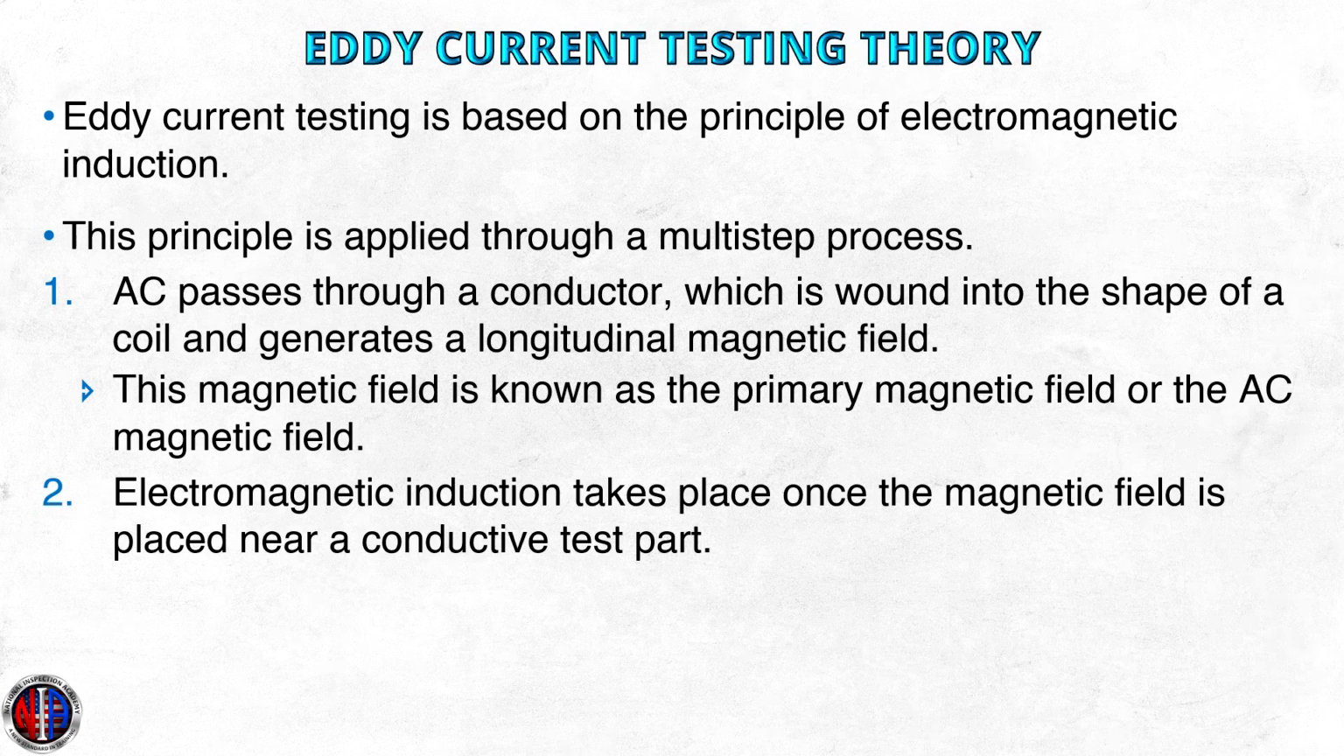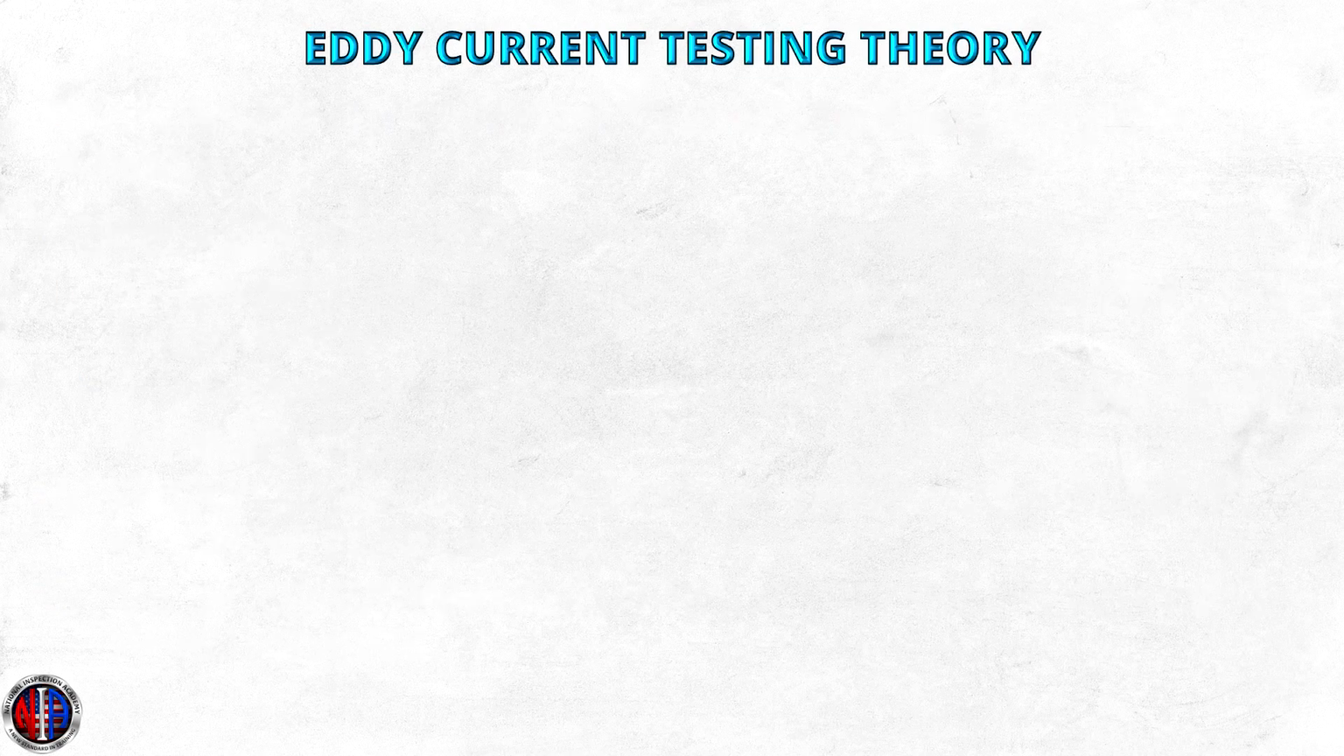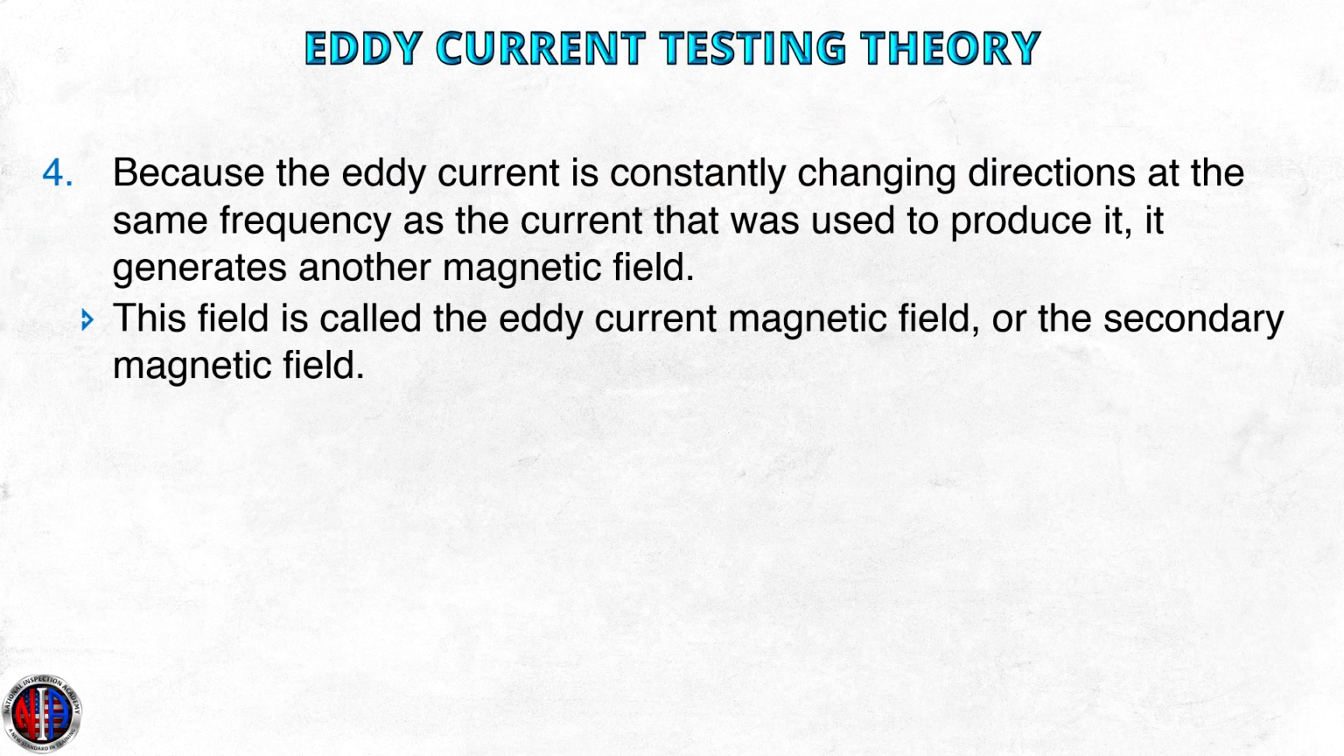2. Electromagnetic induction takes place once the magnetic field is placed near a conductive test part. 3. The changing magnetic field generated in the part creates an eddy current in the part. 4. Because the eddy current is constantly changing directions at the same frequency as the current that was used to produce it, it generates another magnetic field. This field is called the eddy current magnetic field or the secondary magnetic field.